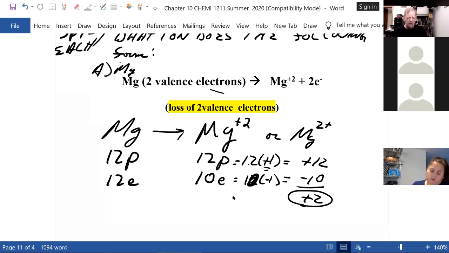So let's look at what we did. What ion does magnesium form? We found out how many protons and electrons. Next, we looked at the periodic table and said, what's the nearest noble gas? That was neon with 10 electrons. So it'll have 10 electrons. Notice the protons don't change.